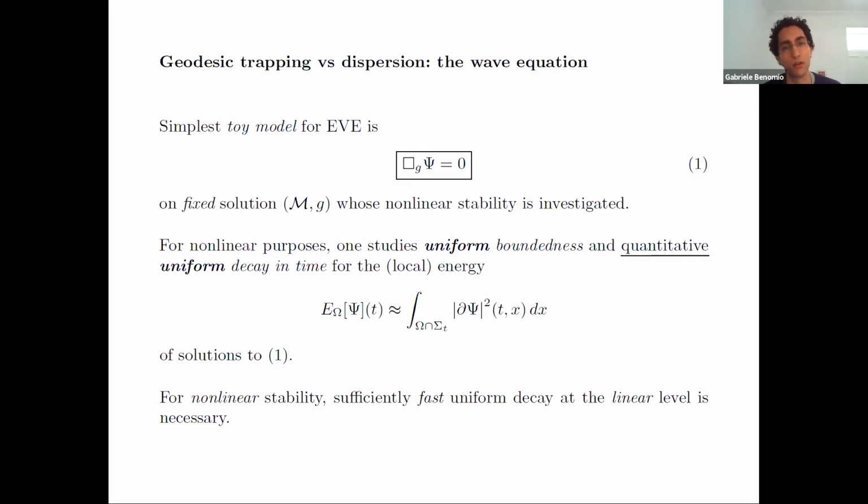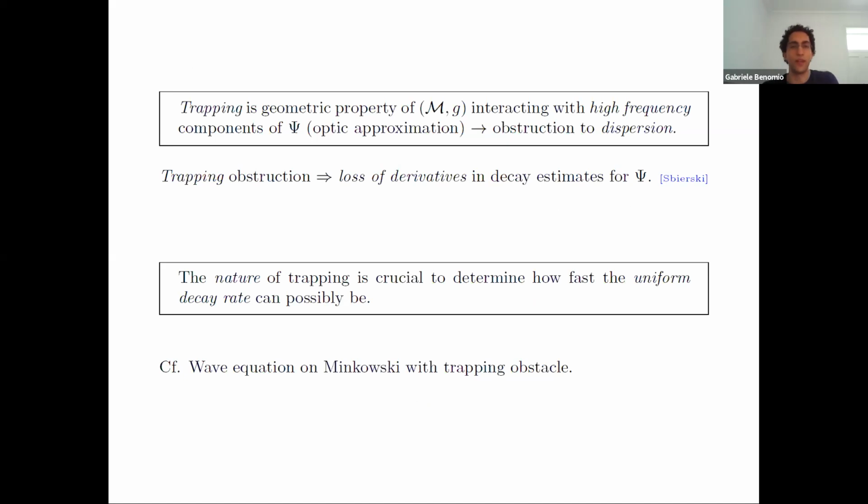So let's now go back to trapping. Trapping is a geometric property of the manifold interacting with high frequency components of linear waves. In the regime of the geometric optics approximation, one should think of waves as traveling in the proximity of a geodesic for a very long time. And this should be seen as an obstruction to the dispersion of waves. Such an obstruction becomes manifest in the estimates, in the necessity of losing derivatives when one proves decay statements for linear waves on spacetimes possessing trapping.